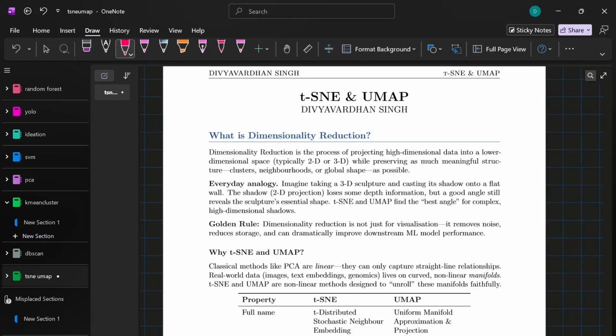Hello everyone. So today we are going to break down two of the essential tools for visualizing high dimensional data, that is t-SNE and UMAP. Okay, so let's get into it.